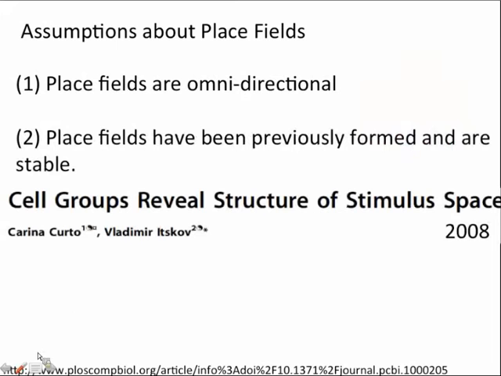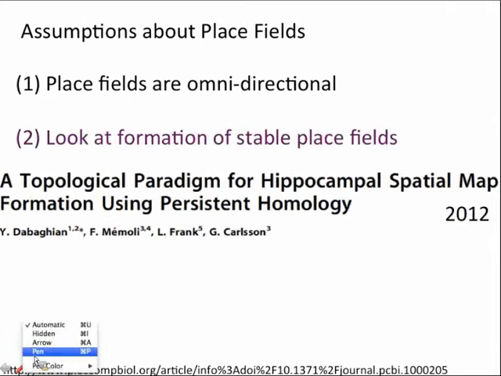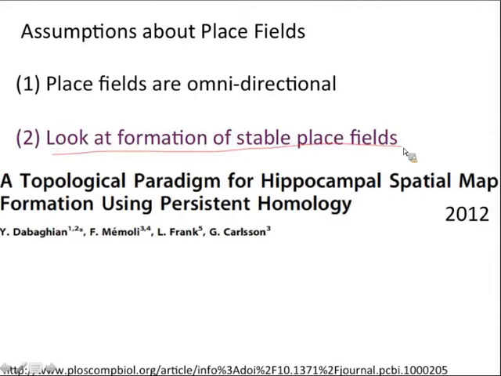In the 2008 paper, the main difference, as I mentioned before, is that the place fields have been previously formed and are stable. In the 2012 paper, they instead looked at the formation of stable place fields. So eventually they become stable, but we're looking at the formation. How long does it take to form a stable place field?